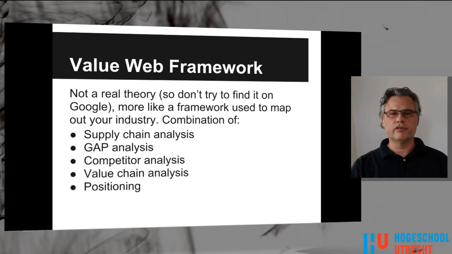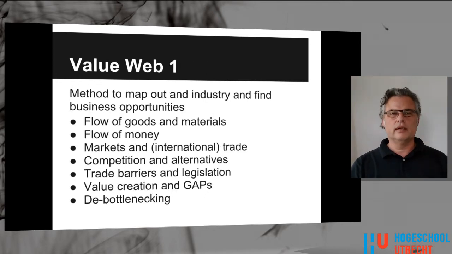The two theories that form the foundation of this framework are the supply chain analysis and gap analysis. Furthermore, the framework contains elements of the competitor analysis, the value chain analysis, and positioning. In Value Map 1, we will actually be mapping out the industry of your choice to see how goods and materials flow, where value is created, and who competes for what. When we do that, we can establish the influence of trade barriers and legislation, and we can investigate the bottlenecks in the value web to see where we can invest our money and to improve the entire value web.